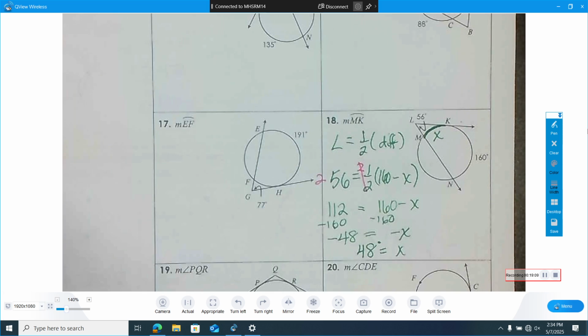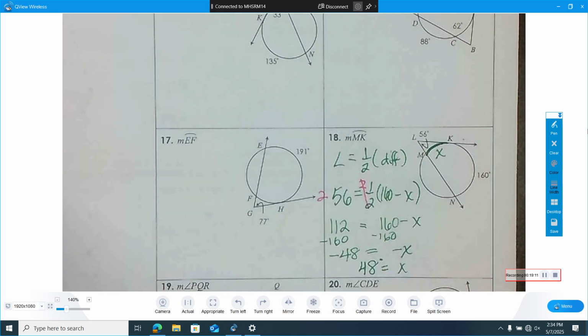All right, ladies and gentlemen, your job is to decide, is it half the sum, or half the difference? And that's it.